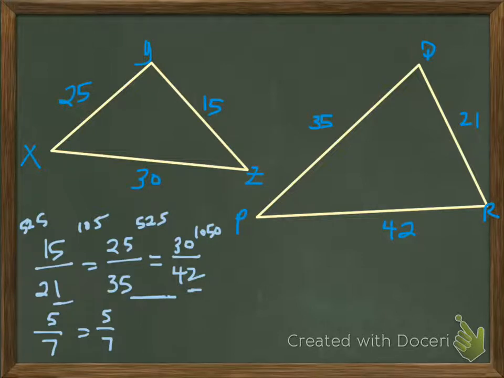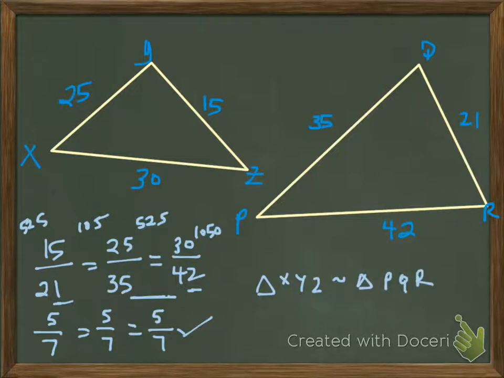Again, if I wanted to do the reduction, which to me always seems the easiest because I can reduce pretty much in my head, if I reduce 30 and 42 by 6, 30 divided by 6 is 5, and 42 divided by 6 is 7. So then my scale factor for all those is 5 over 7 equals 5 over 7 equals 5 over 7. So in this case, the similarity statement is going to be that triangle XYZ is similar to triangle PQR.